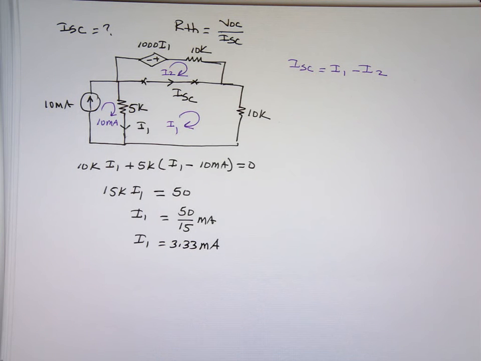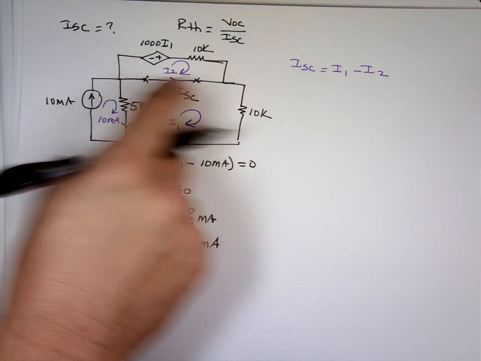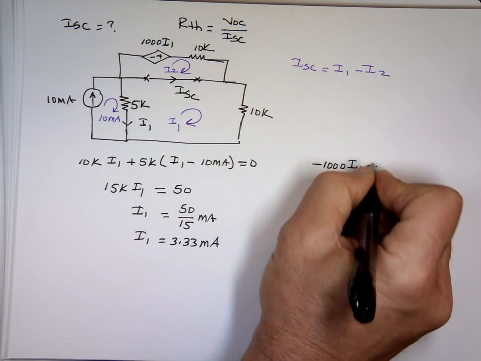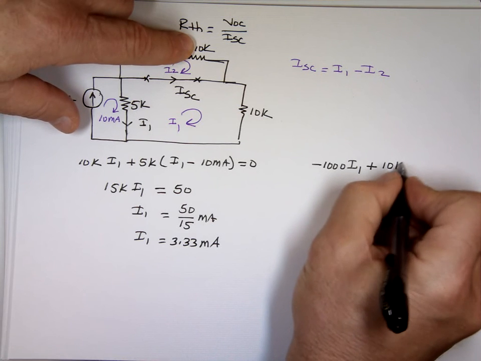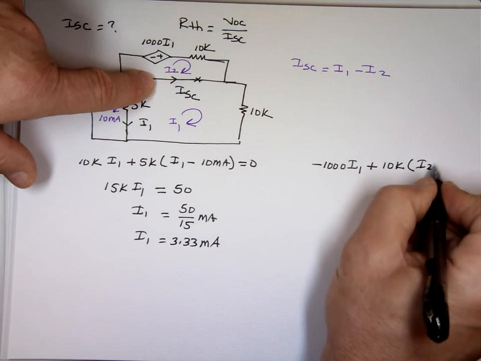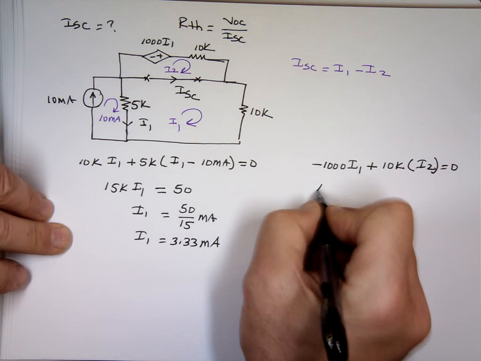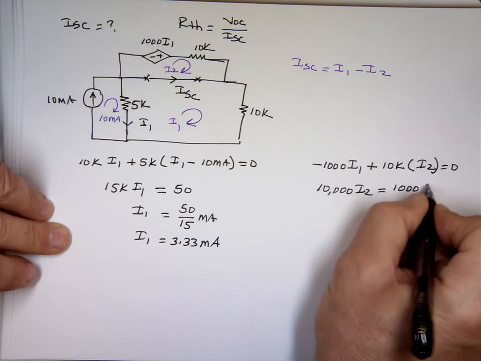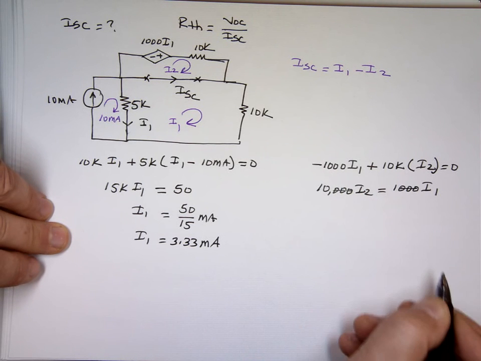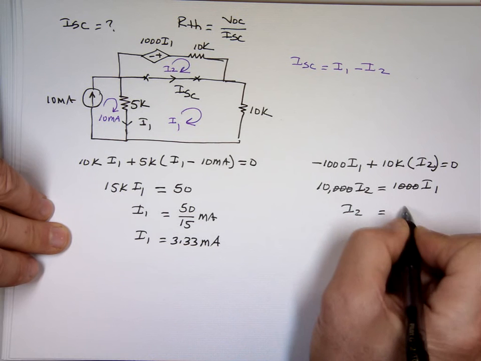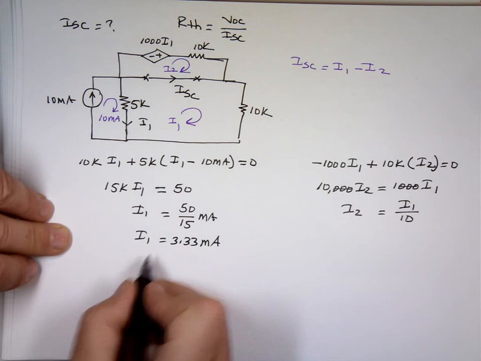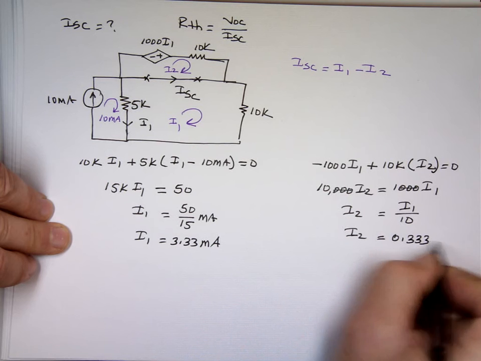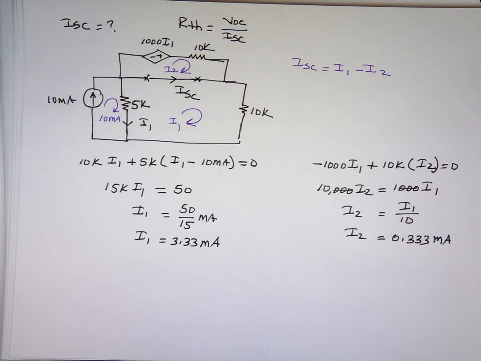The outside one, this one. Negative 1,000 I sub 1 plus 10k times I sub 2 is equal to 0. 10,000 I sub 2 equals what? 1,000 I sub 1. We can drop 1,000 out of both of these. I sub 2 is equal what? I sub 1 over 10. So what's I sub 2? 0.33.